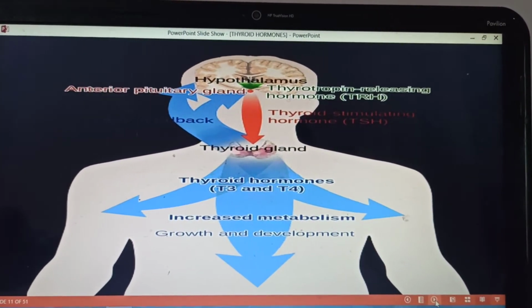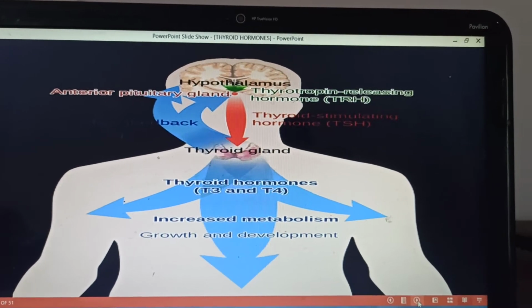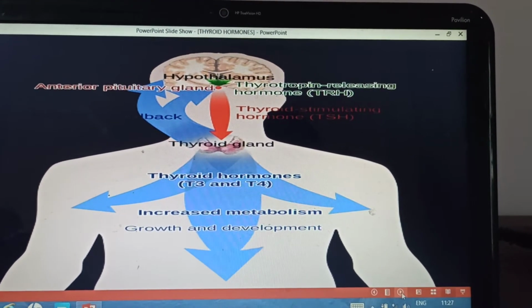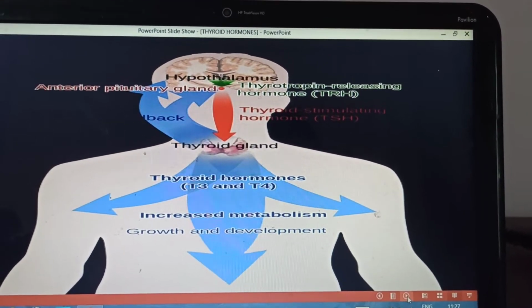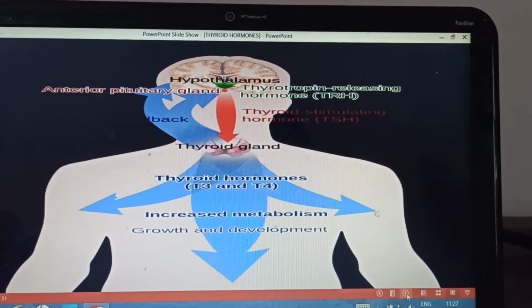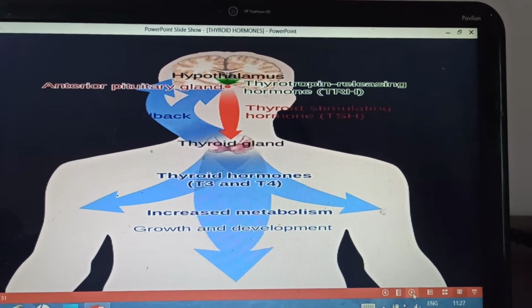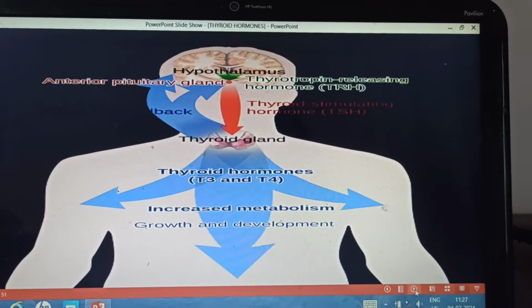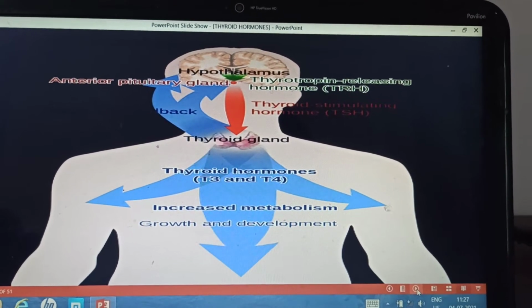In this slide also the hypothalamus, anterior pituitary and thyroid gland are shown and the respective hormones are shown. Hypothalamus secretes TRH, stimulates the anterior pituitary to secrete TSH. TSH acts on thyroid gland to release T3 and T4.